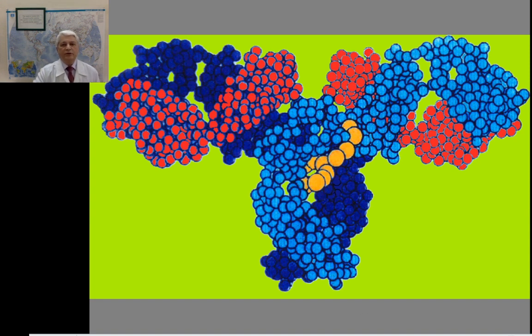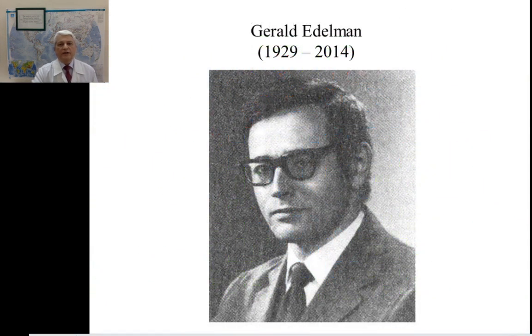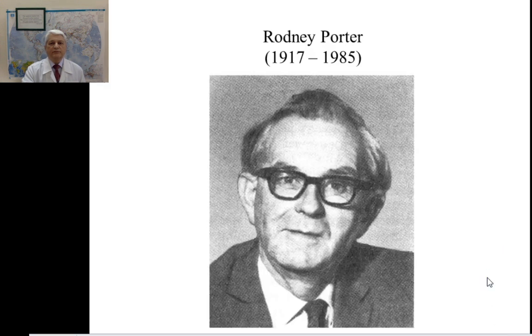Now, a very short history of the study of immunoglobulins. The structure of immunoglobulins was discovered by 2 scientists. One of them is Gerald Edelman. Now you see his portrait. He worked in New York in the United States of America, and the second one was Rodney Porter. He's from Great Britain, and he worked in London.